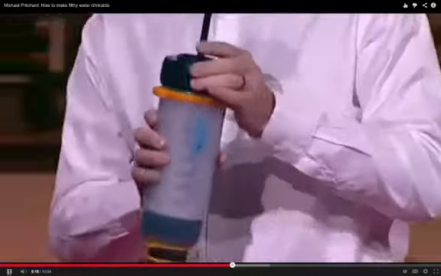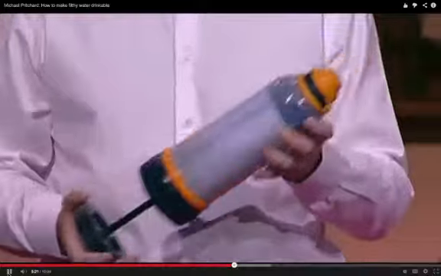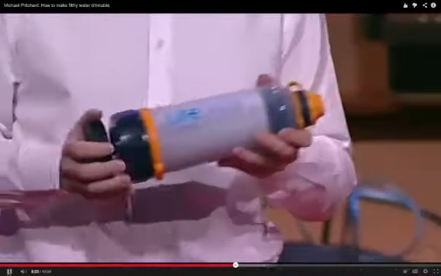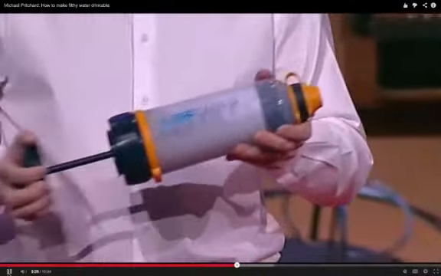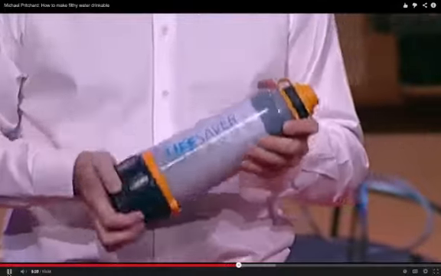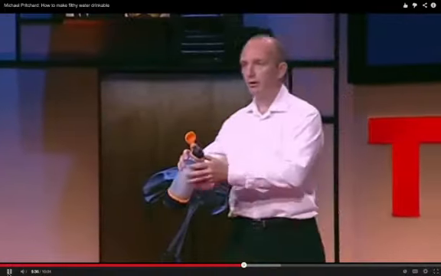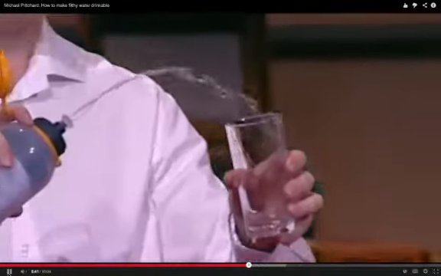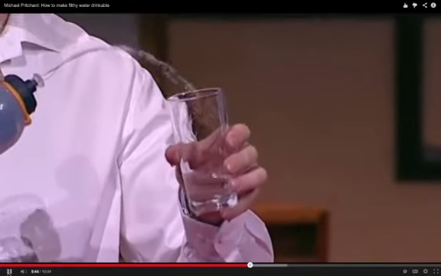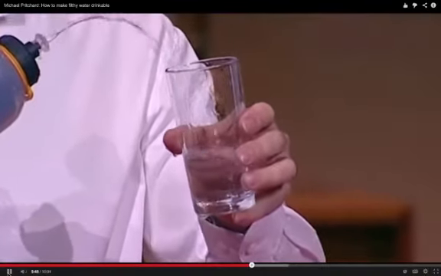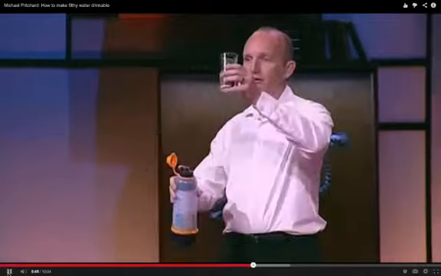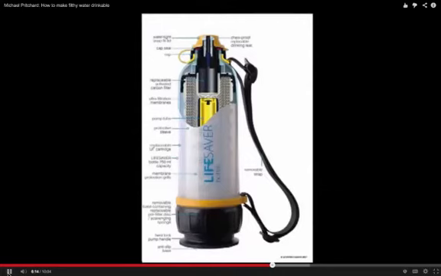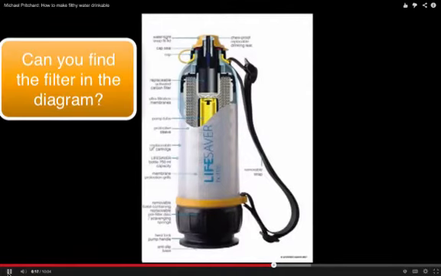Replace the top. Give it a few pumps, okay? That's all that's necessary. Sterile drinking water is going to come out. I've got to be quick. Okay, ready? There we go. Mind the electrics. That is safe, sterile drinking water. Good. Lifesaver Bottle is used by thousands of people around the world. It'll last for 6,000 litres.